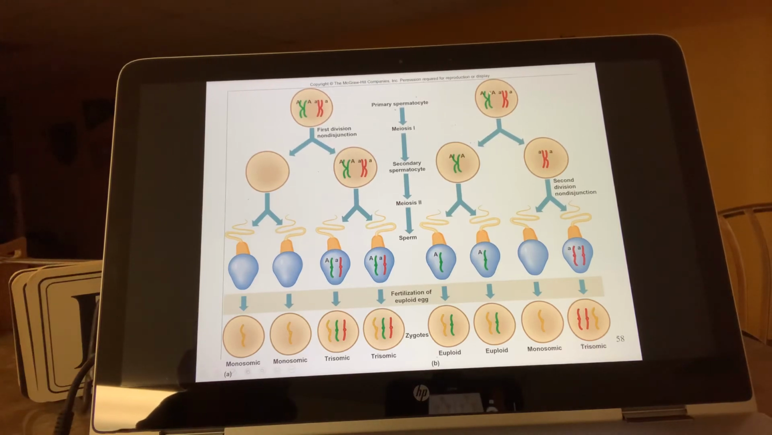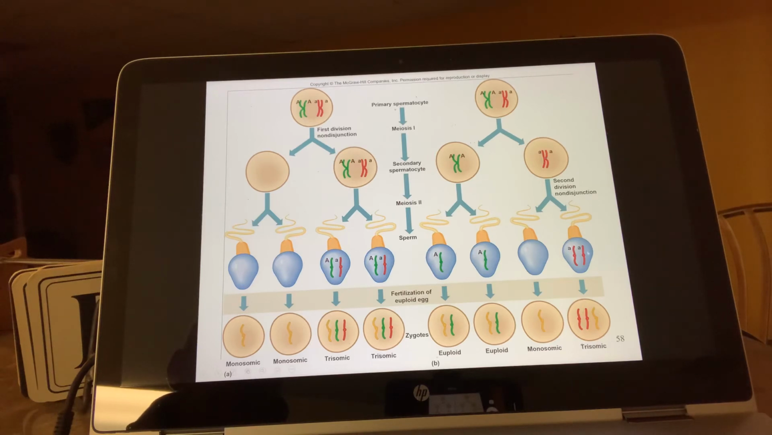The other possibility is that the abnormality occurs in the second meiotic division. The first meiotic division goes normally, the homologous chromosomes separate, and then in the second meiotic division, the centromeres are supposed to split, and these copies are supposed to go into individual cells. In this case, it happens normally, and you end up with two cells with the euploid number, which then fertilize the egg, and you have a normal individual. But in this case, they don't separate.